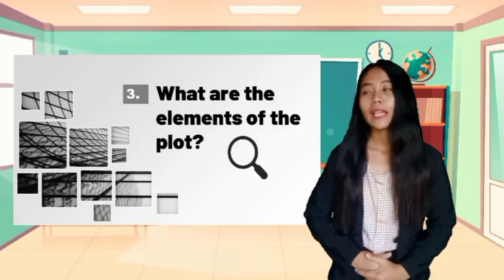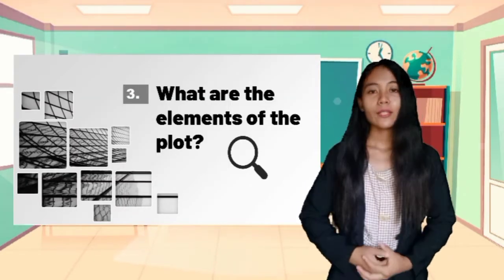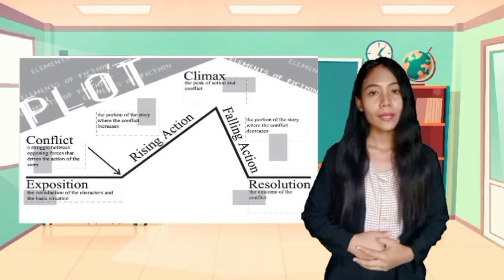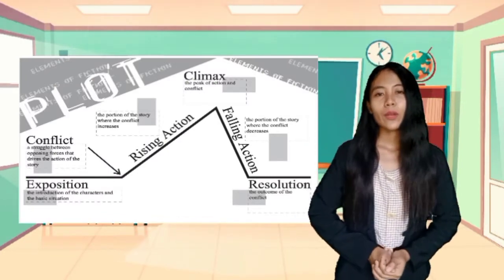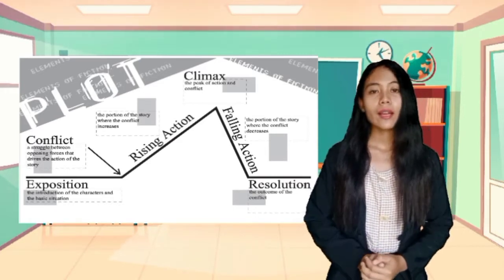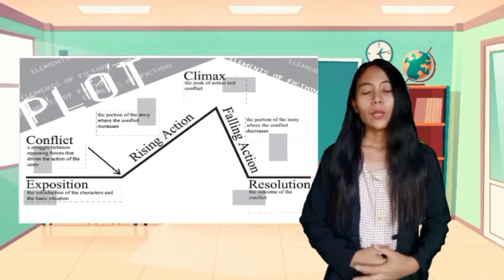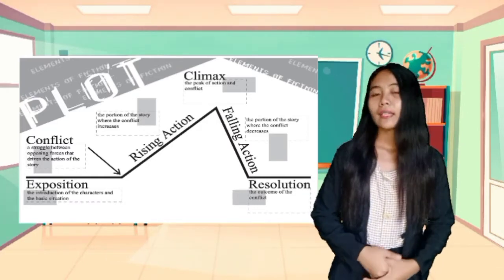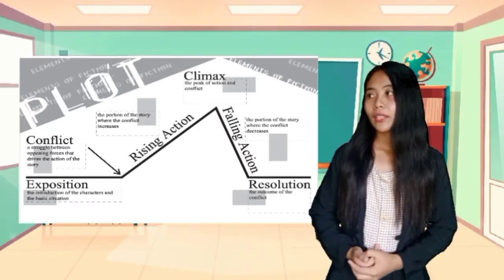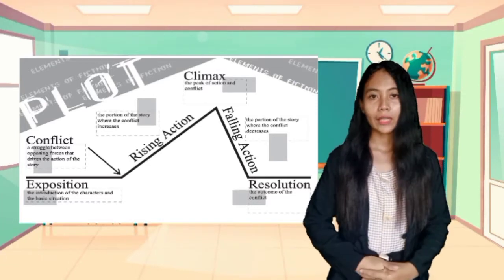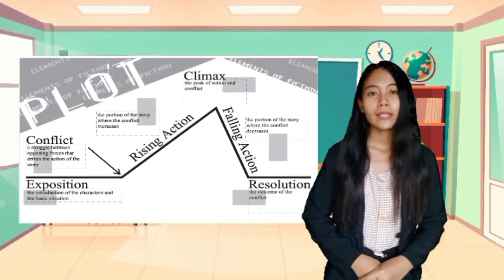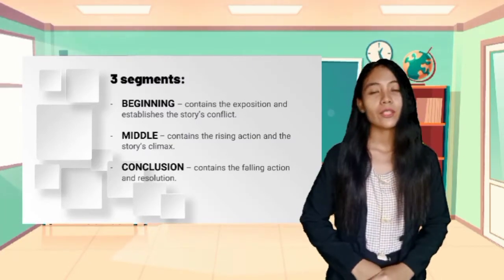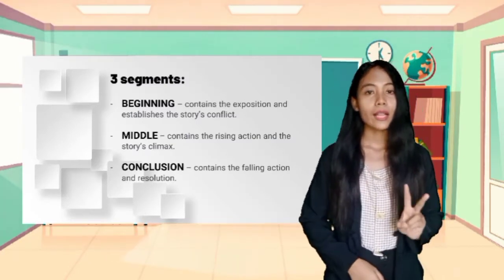So let's proceed to the elements of a plot. As we can see in the diagram presented, there are 6 elements of a plot. Just like when you are climbing a mountain, you should start from the very bottom. We have here the exposition, conflict, climax, rising action, falling action, and the resolution of the story. These 6 elements break down into 3 chronological segments, and each segment of the story usually has 2 elements.